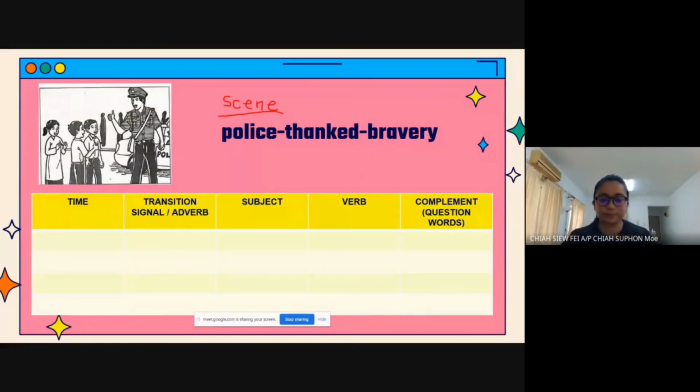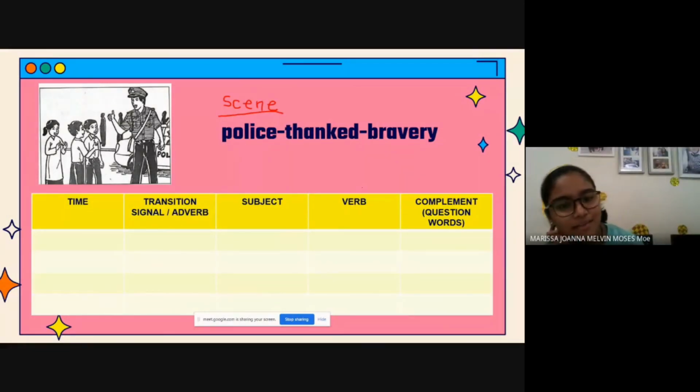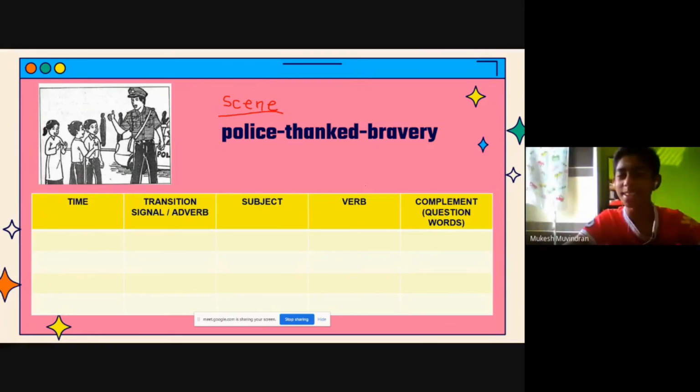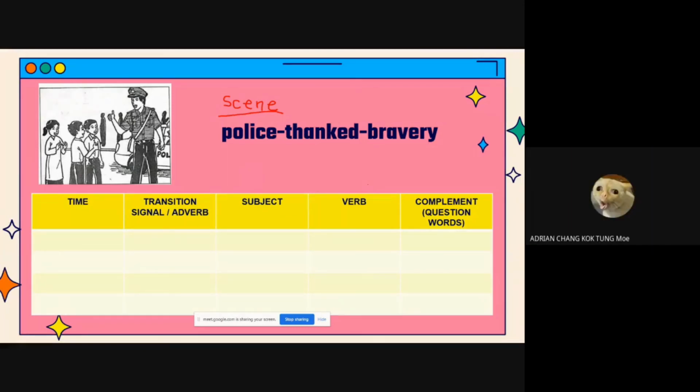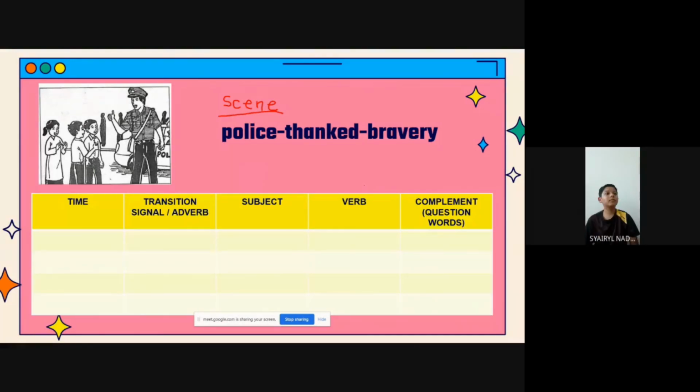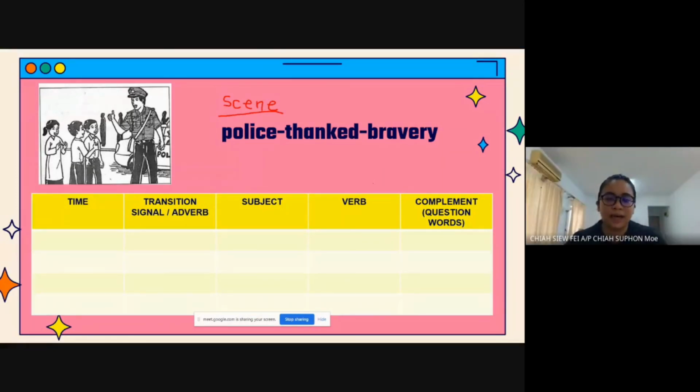Teacher, is "in the nick of time" a transition signal? In the nick of time. Yes. Okay, thank you. You're welcome. What is the meaning of "in the nick of time"? In the nick of time means after not very long.